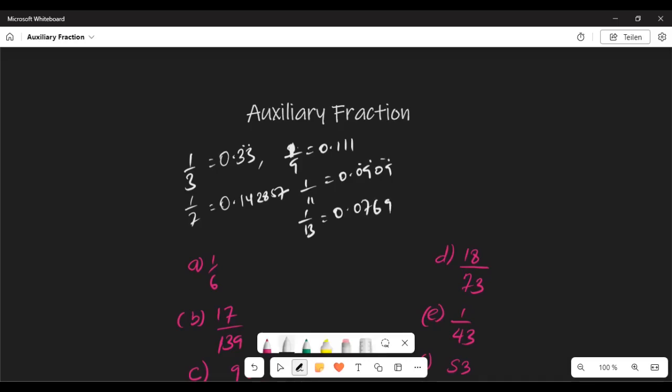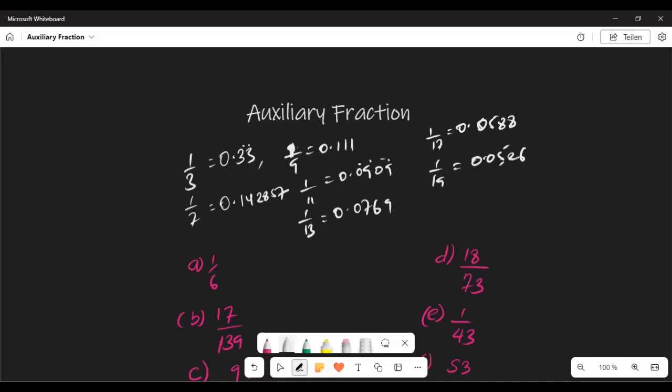and 2. And then 1 over 17 will give you 0.0588. And 1 over 19 will give you 0.0526. So these are very essential.